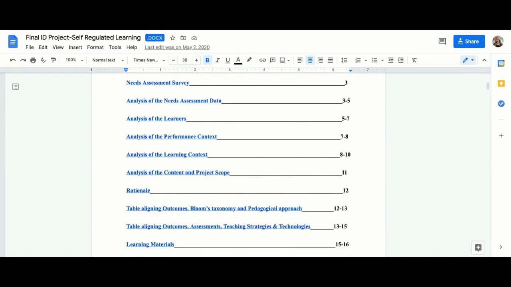All of these learning materials were designed with the learners in mind, the learning objectives, and the ARCS model of motivation.